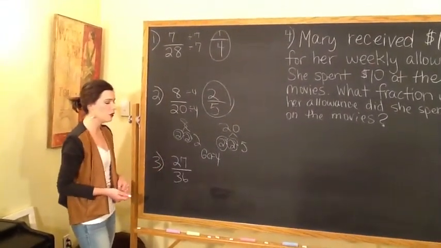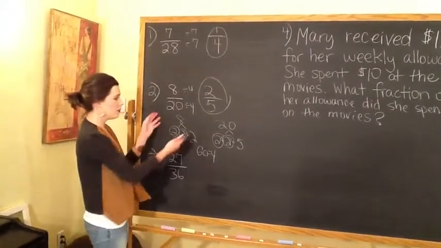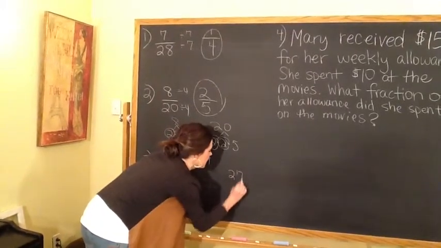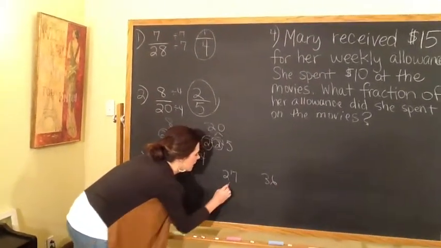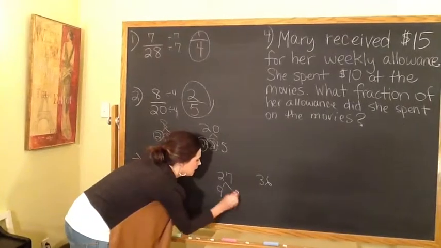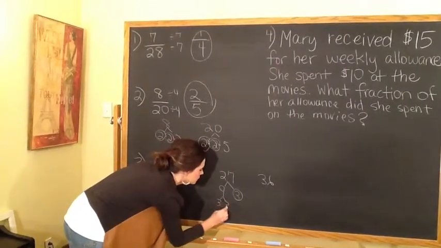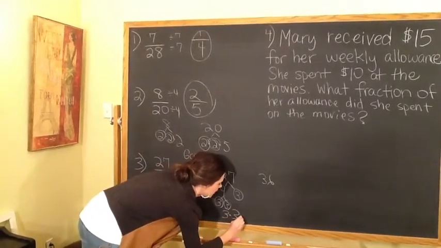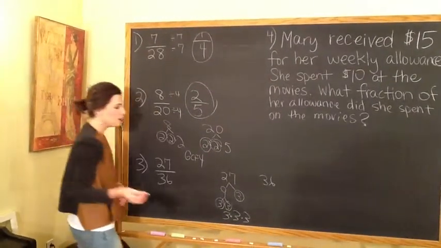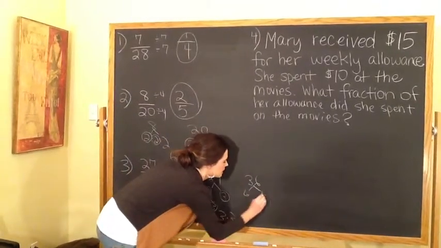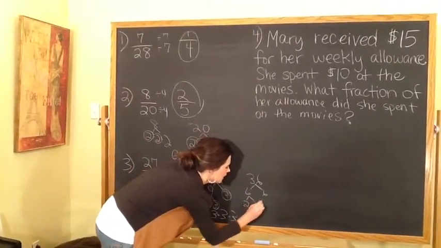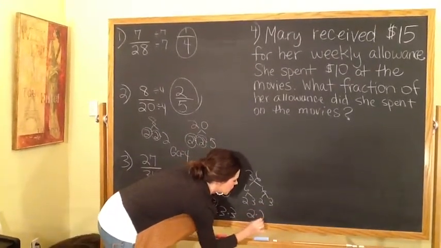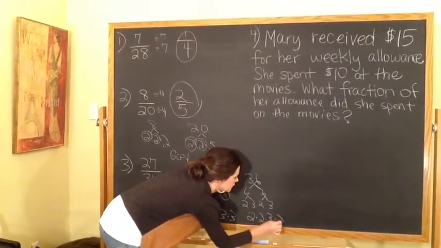We have 27 over 36. So I'm going to do the same process as this and break it down with the factor tree. So we have 27 and we have 36. Alright, 27 is 9 times 3, and then we have 3 times 3. And so the prime factorization is 3 times 3 times 3. Okay, for 36, you can break it down into 6 times 6, then 2 times 3, and 2 times 3. So our prime factorization is 2 times 2 times 3 times 3.